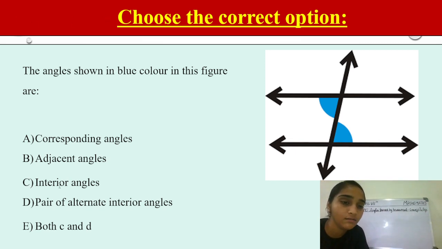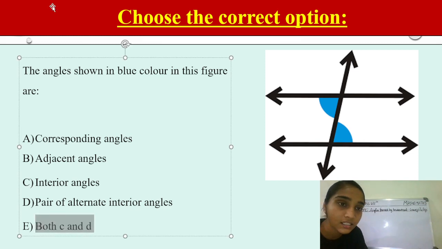Yes, students. So now what will this be? It will be both C and D. Why? Because these blue color angles are interior angles, inside the parallel lines, and also I hope you might have got confused with this, right? How could both C and D be possible? But students, you can see they are interior angles and they are also a pair of alternate interior angles. So we can categorize these two as C. So very good, students. If you are getting the answer as both C and D, you are absolutely correct.